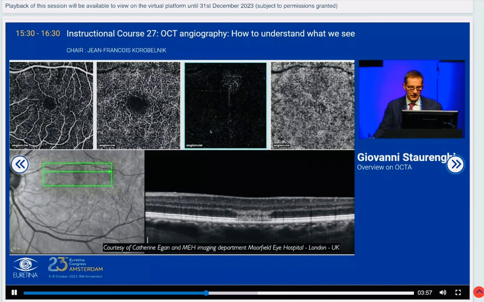And you see, for example, in this case, courtesy of Catherine Hagen, it looks like very nice new vessels. But in fact, if you look at the B scan, so remember, always look at the B scan, there is an increase of reflectivity in the avascular area. And because of that, these are not new vessels, but just the retinal vessels that are projected there.